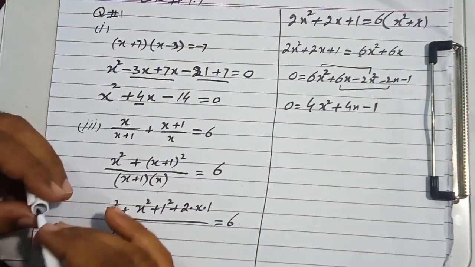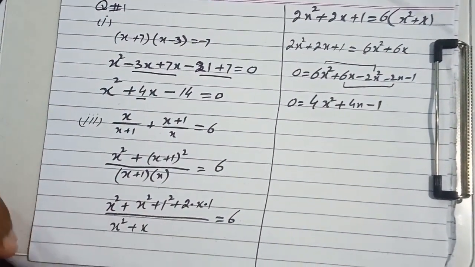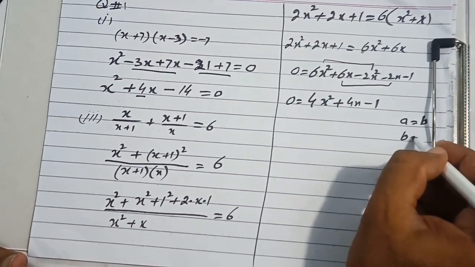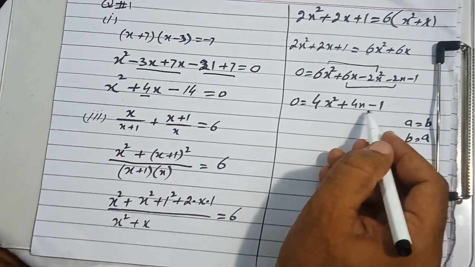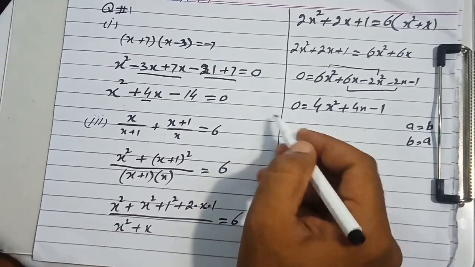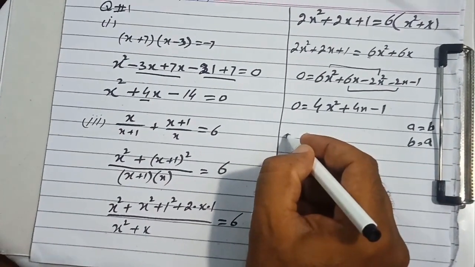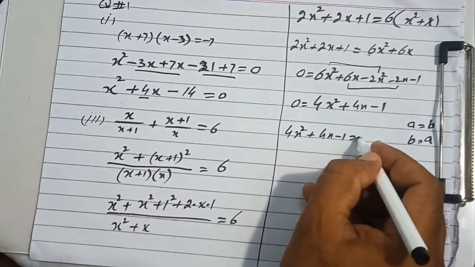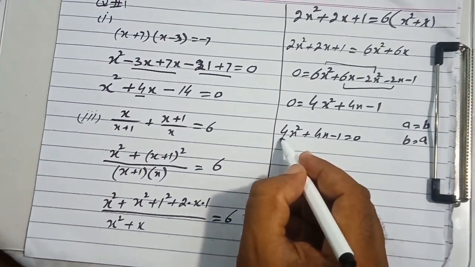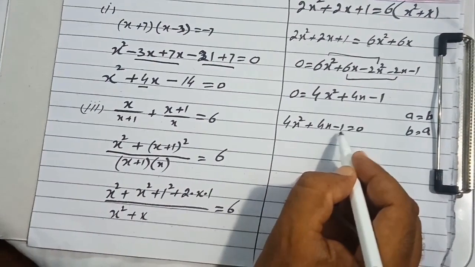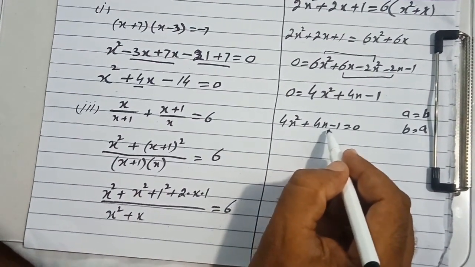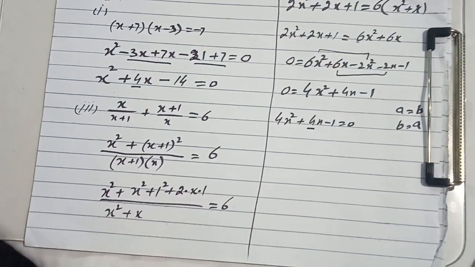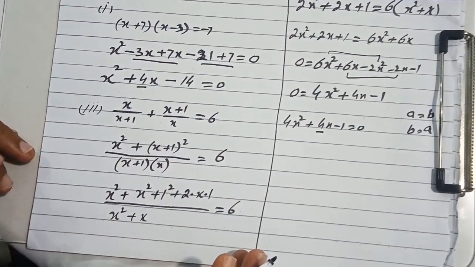In 9th class, 2nd chapter, you have read the symmetric property. Symmetric property is: if A is equal to B, then B will be equal to A. So I will write the right side to the left side and the left side to the right side. So it will become 4x square plus 4x minus 1 is equal to 0. Here A is 4, B is 4, and C is minus 1. And it is not a pure quadratic equation, as the value of B is 4. So it is a quadratic equation, not a pure quadratic equation.